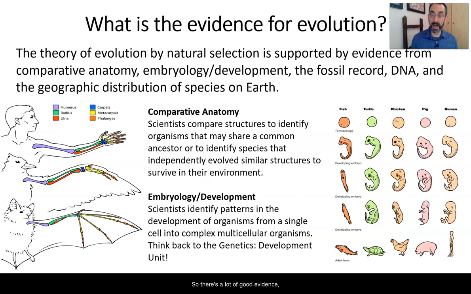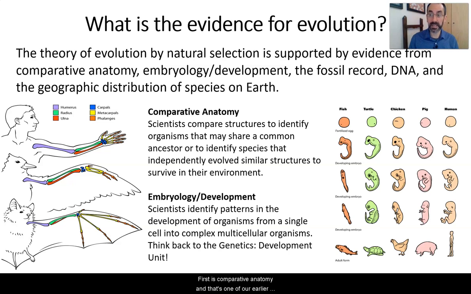So there's a lot of good evidence, a lot of good observations that support the theory of evolution by natural selection. This includes comparative anatomy, embryology and development, the fossil record, DNA, and the geographic distribution of species on Earth, just to name a handful of the stronger pieces of evidence. I'm going to describe these briefly. I'm also going to give you the link to a video that probably explains it better than I can.